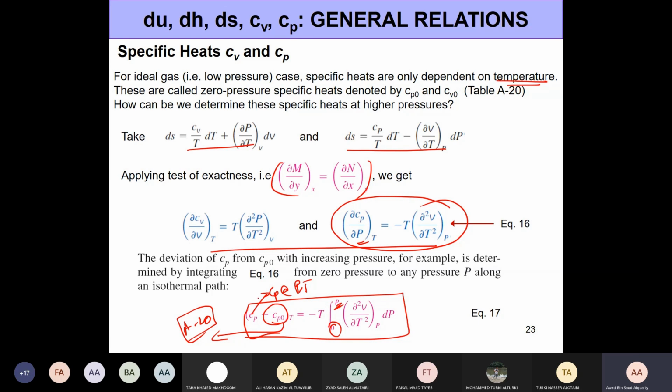Now the question is, how do we get Cv values? If you want Cv, you could write a similar integral from another equation where you're integrating over certain pressures, or a simpler way could be to find a relation between Cp and Cv. You could find something that Cp minus Cv is equal to something, and that's what we're going to do now.